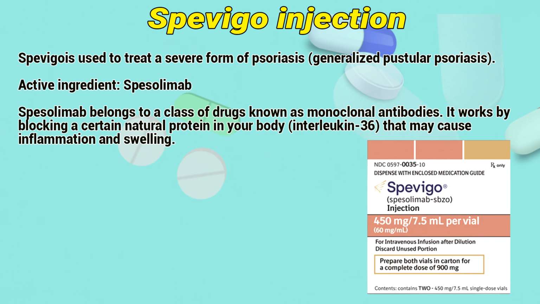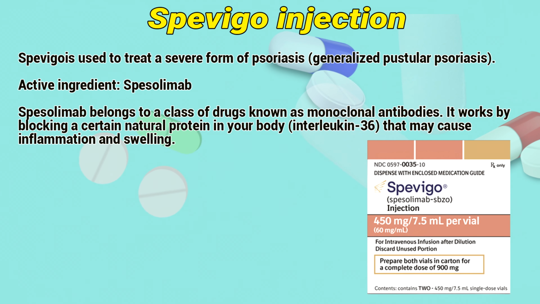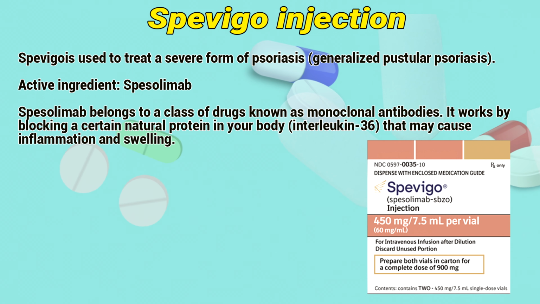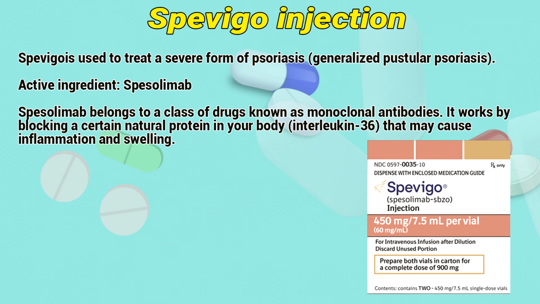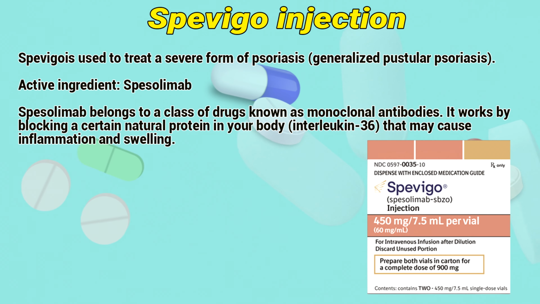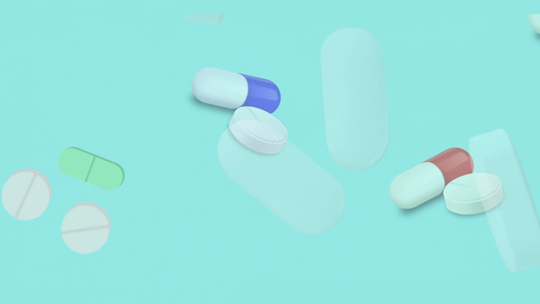Spevigo is used to treat a severe form of psoriasis, generalized pustular psoriasis. Active ingredient: Spesolimab. Spesolimab belongs to a class of drugs known as monoclonal antibodies. It works by blocking a certain natural protein in your body that may cause inflammation and swelling.